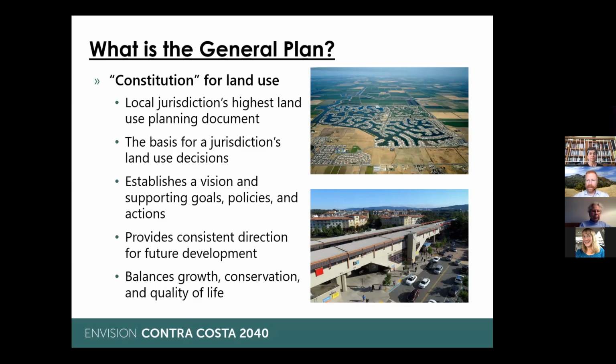It's a 20-year document, so it deals with the here and now, and also where we want to be 20 years from now. So that's the vision part and the goals. And it has policies and actions that support that. The policies are the rules, and the actions are what we call the to-do list, the things that we're going to do along the way to achieve these goals. It provides consistent direction for development and balances conservation, growth, and quality of life. In a county as diverse as Contra Costa, that's quite a task.